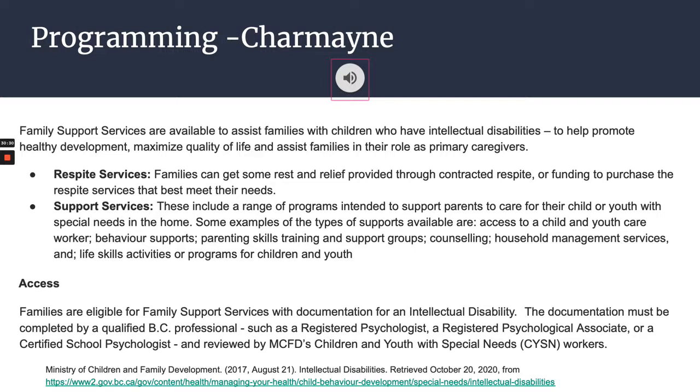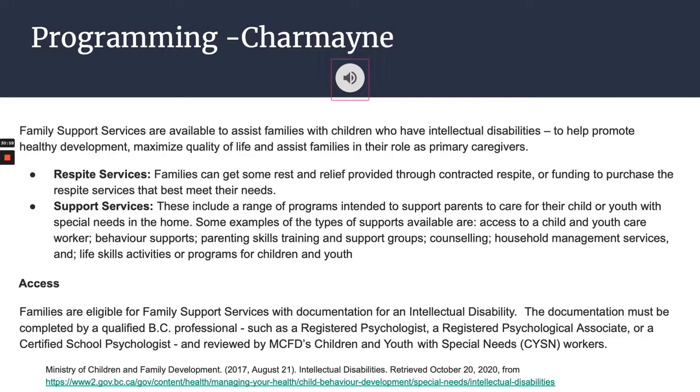Families can get some rest and relief provided through contracted respite or funding to purchase the respite services that best meet their needs. You can also hire a family member or a close friend as respite service. Support services. These include a range of programs intended to support parents to care for their child or youth with special needs in the home.